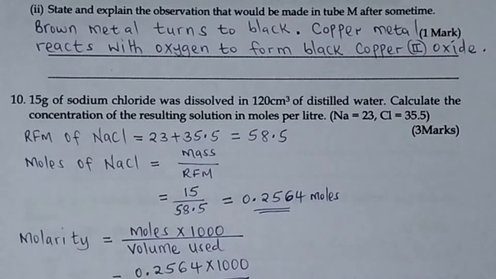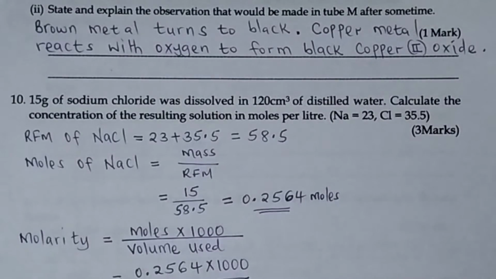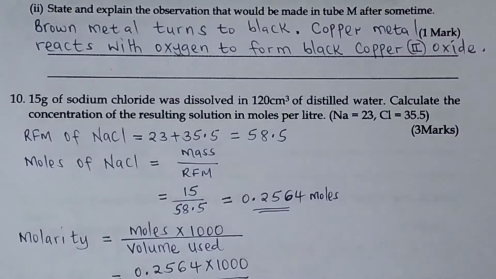Roman 2 of the question asks us to state and explain the observations that will be made in tube M after some time. Tube M has the copper turnings. Here we say the brown metal turns to black. Reason: copper metal reacts with oxygen to form black copper 2 oxide. So that's the end of question number 9. We are going to go to question number 10.